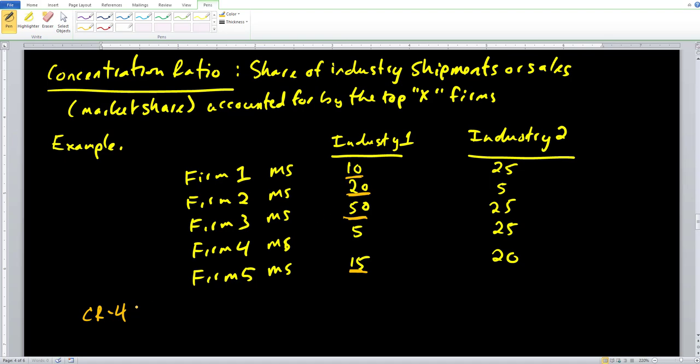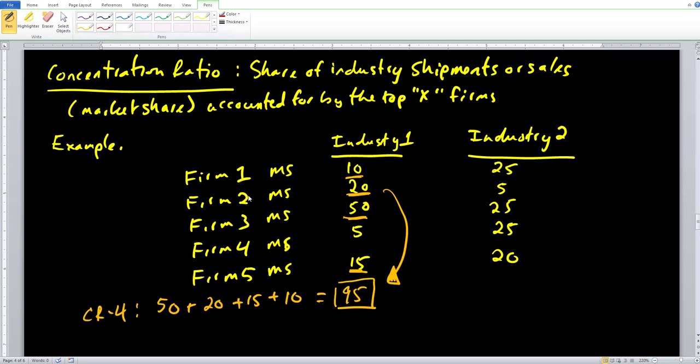So concentration ratio 4 right here is just going to be the sum of all these numbers: 50 plus 20 plus 15 plus 10. When we add up all those numbers, that gives us 95. That tells us that for industry number 1, the top 4 firms account for 95% of the industry's market share or sales. Very, very simple interpretation.